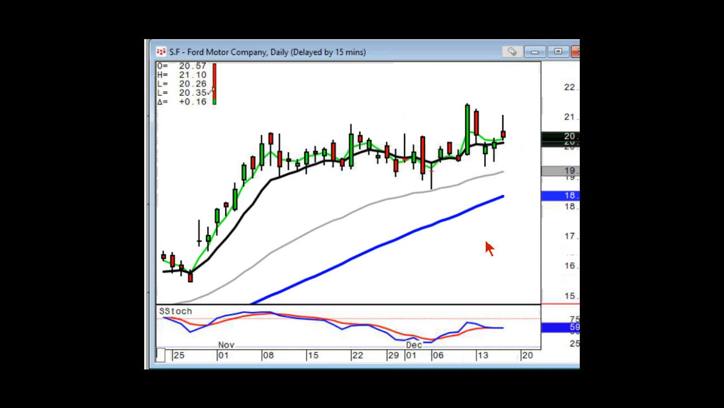Starting wave 3, not yet. I would still not go after wave 3 until it comes up through that level. And when it does, I think there's about an 8-point move, which could take you up into the $29, $30 area.